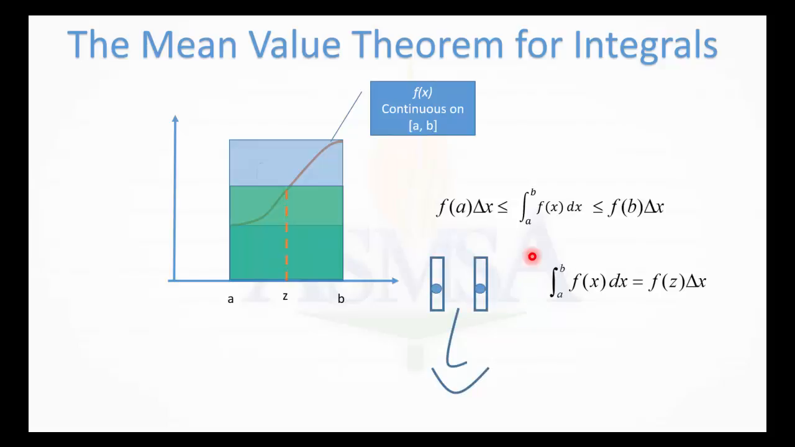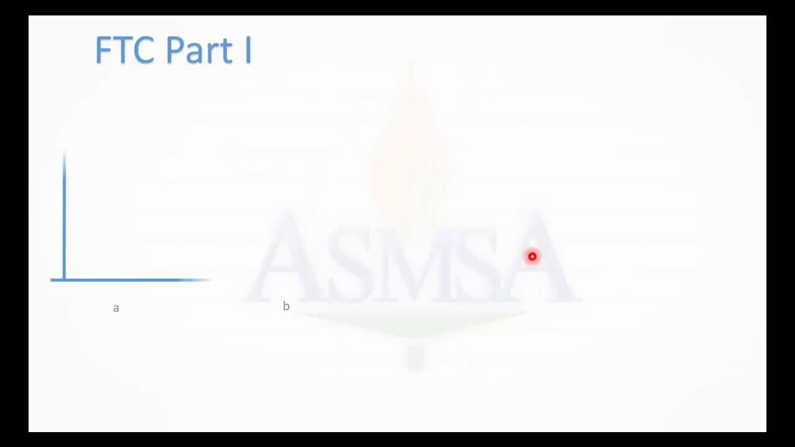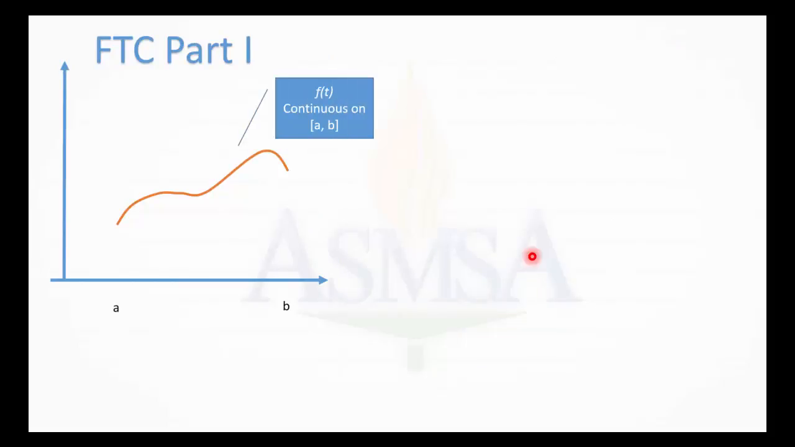Now, this is what we're going to use in doing the first part of our proof for the fundamental theorem. So here we go. We've got the fundamental theorem of calculus part 1. Let's consider a function, f of t, and let's suppose it's continuous on this closed interval [a, b]. I'm saying this curve is the graph of f of t.